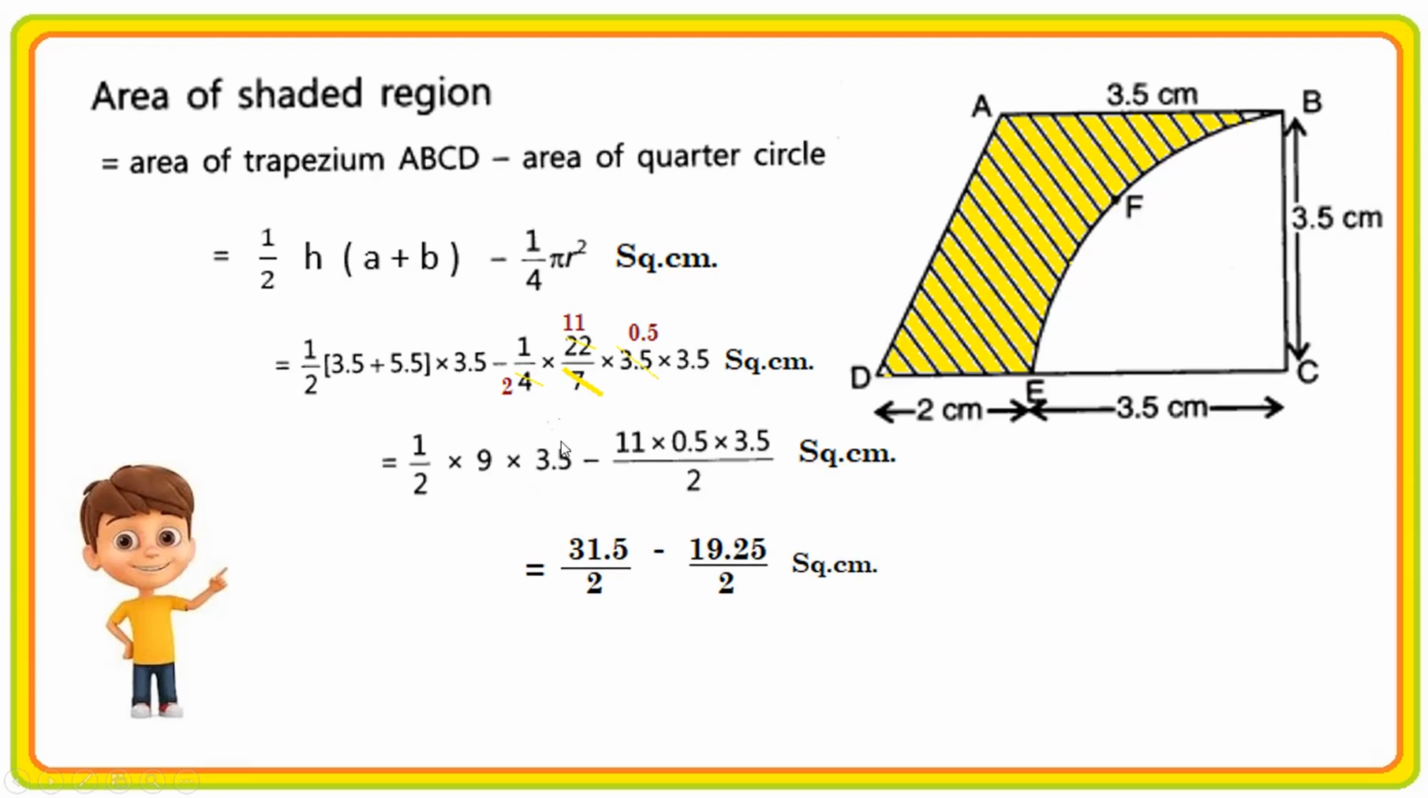After multiplication, 31.5 by 2 minus 19.25 by 2 square centimeters. That is 15.75 minus 9.625 square centimeters. Answer is 6.125 square centimeters. So area of this shaded region is 6.125 square centimeters.